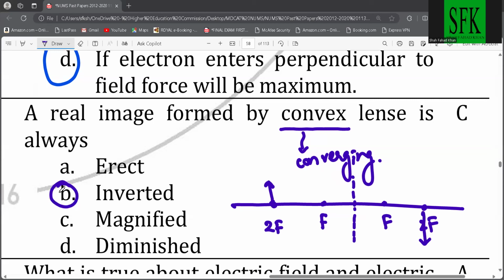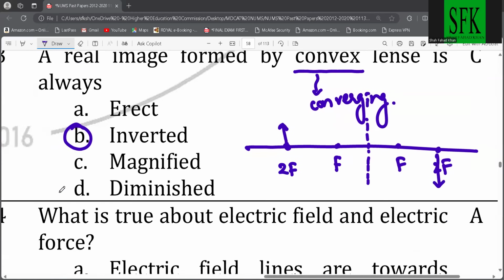A real image is always going to be inverted. So option B is correct.